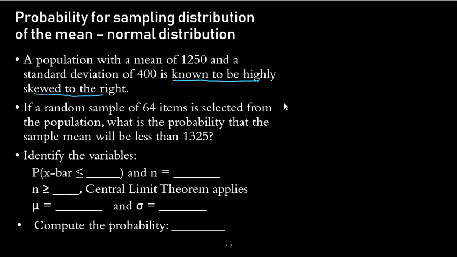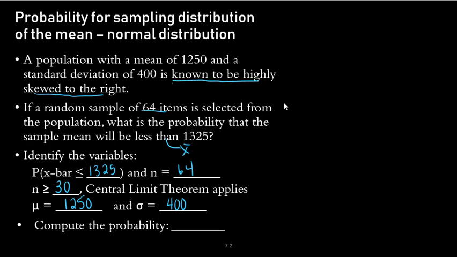The probability of x bar, that is our sample mean, is less than 1325. And the n that we are given, the sample size, is 64. Now, because the n is greater than 30, the Central Limit Theorem applies, and even though this population is known to be skewed, the sampling distribution will be normally distributed, and therefore we can still use the normal distribution to get probabilities. The population mean we've been given is 1250, and the standard deviation of the population is 400.